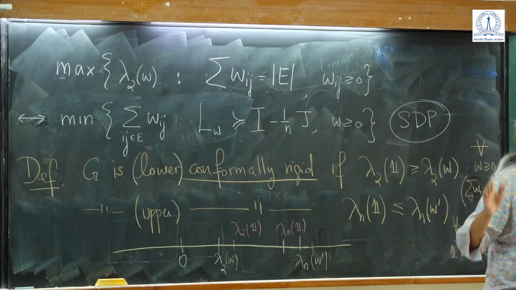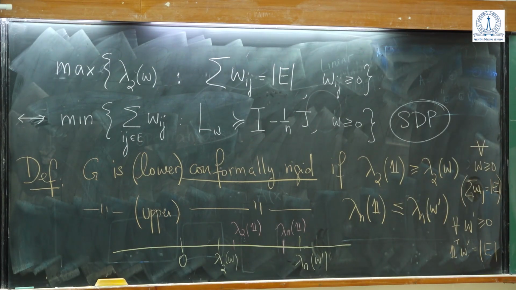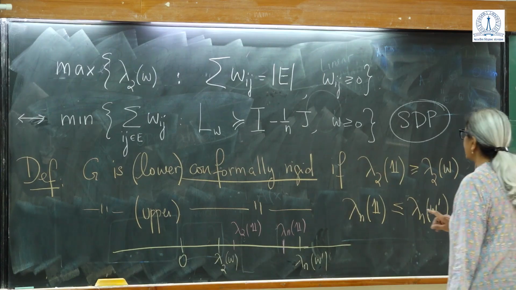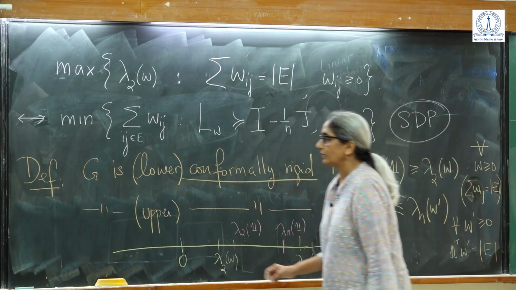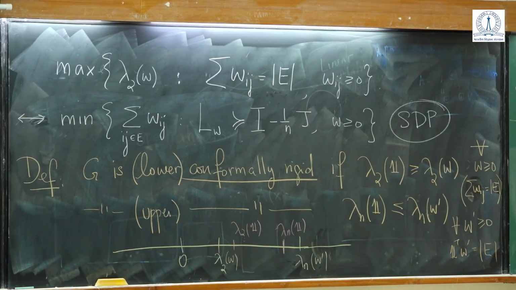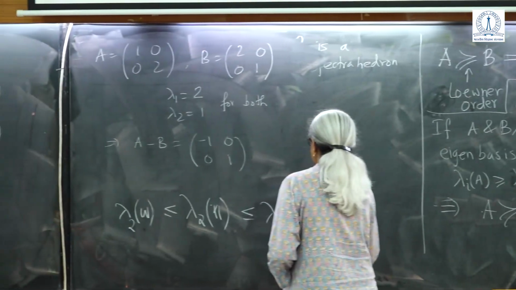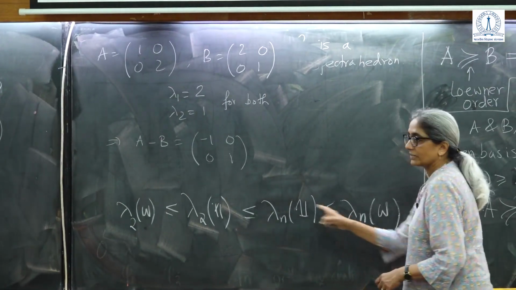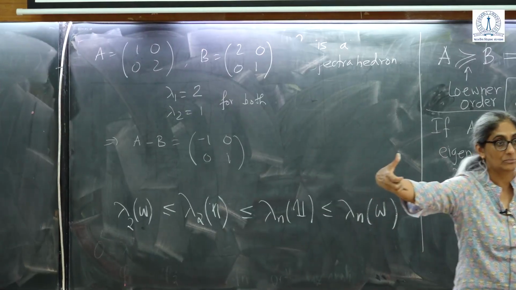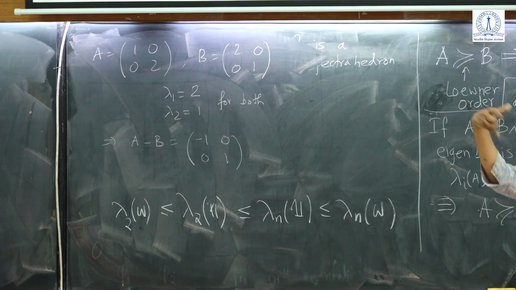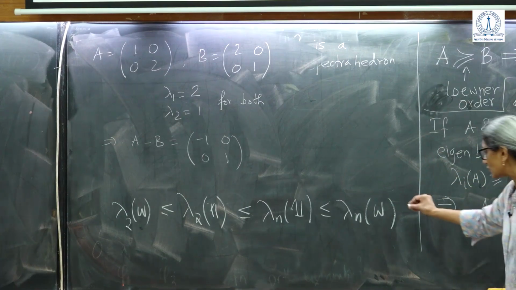Okay. So there are graphs for which the all ones wins for lambda 2 and lambda n. But notice that it's not the same weight, okay? So what we're not asking for is that lambda 2 of 1 is less or equal to lambda 2 of w, is less or equal to lambda n of 1, is less or equal to lambda n of w. This is not what we're asking. We're not asking that for the same weight. We're allowed to change the weights here, okay?